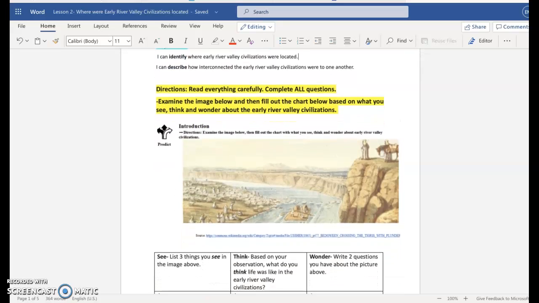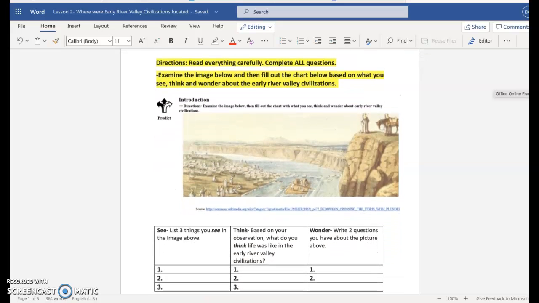Your directions: read everything carefully and complete all questions. During this lesson, there are many different pictures, images, videos, and questions to answer based on the image or the video. So make sure you're not skipping over any questions or missing any parts. The first direction for you is examine the image below and then fill out the chart based on what you see, think, and wonder about the early river valley civilizations.